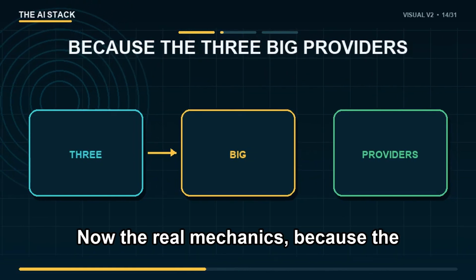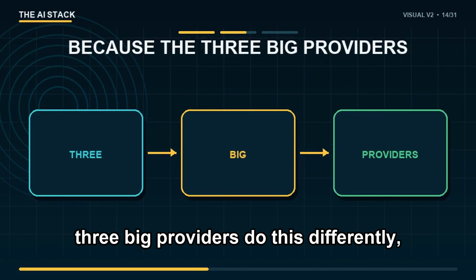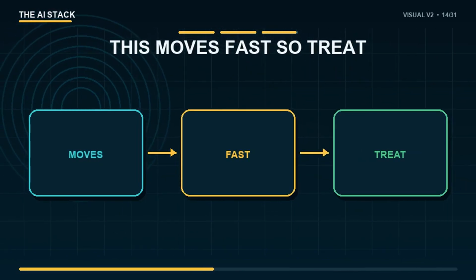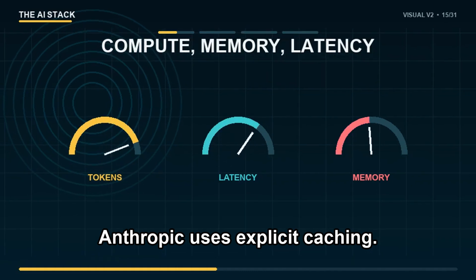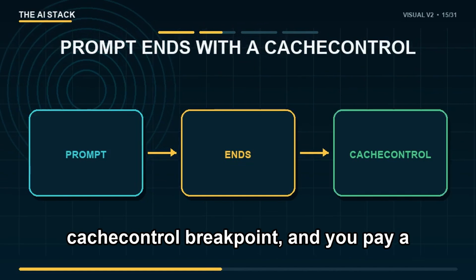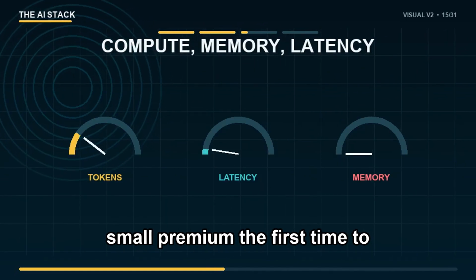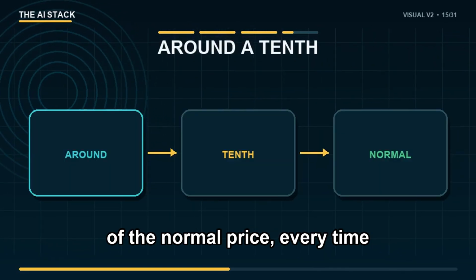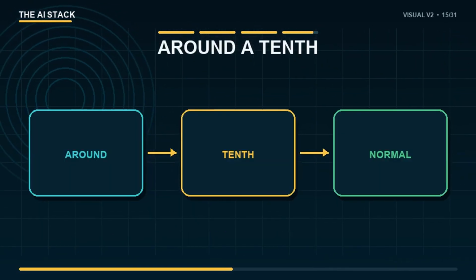Now the real mechanics, because the three big providers do this differently, and this moves fast, so treat the exact numbers as a snapshot. Anthropic uses explicit caching. You mark where the cacheable part of your prompt ends with a cache control breakpoint, and you pay a small premium the first time to write it into the cache, then a deep discount, around 1/10 of the normal price, every time you read it back.